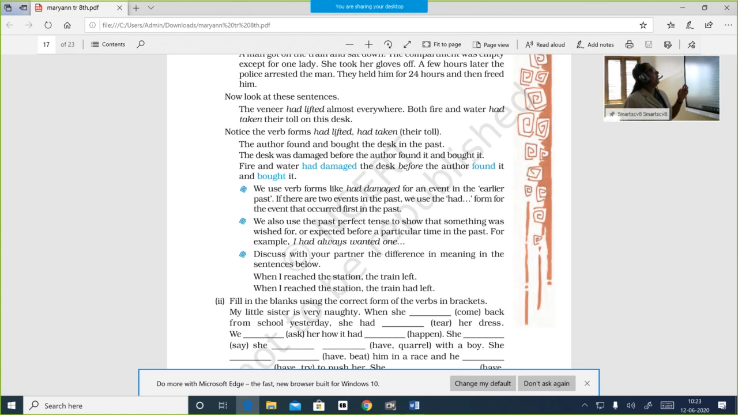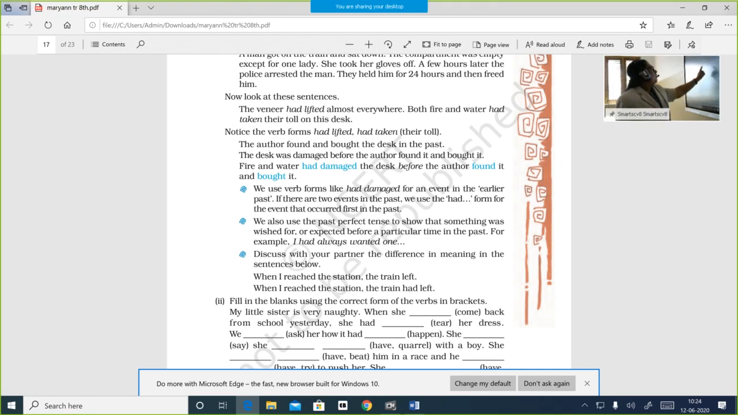How? The author found and bought the desk in the past. Simple past tense: found, bought. The desk was damaged before the author found it and bought it. The desk, earlier action of damaging. So it takes, like fire and water, had damaged.